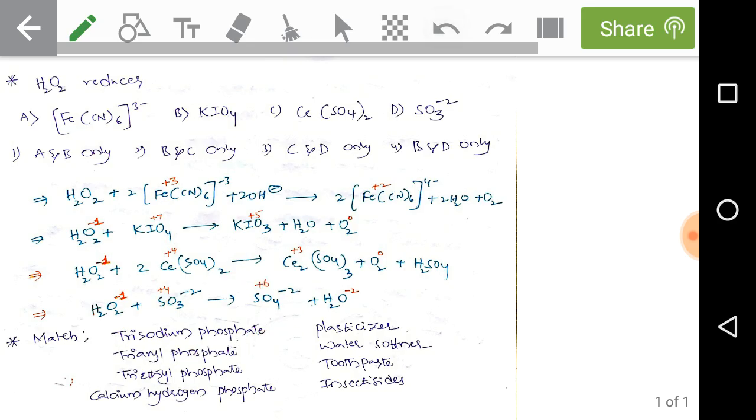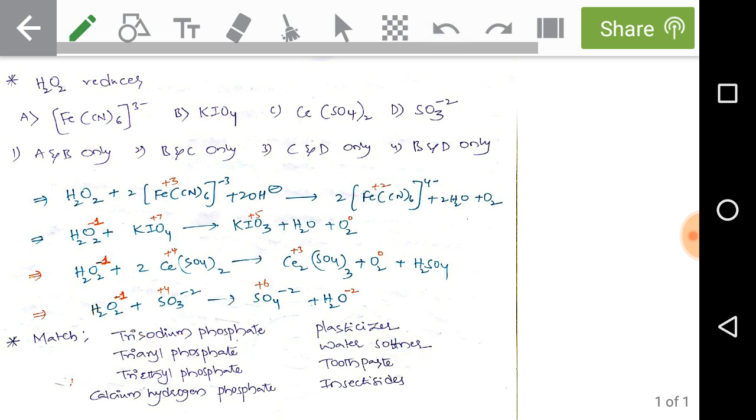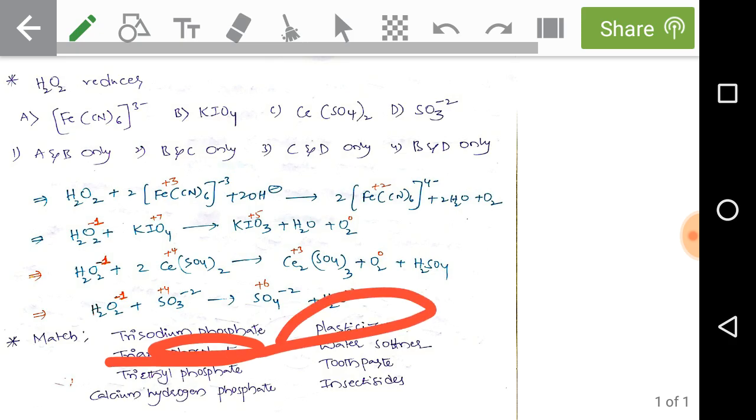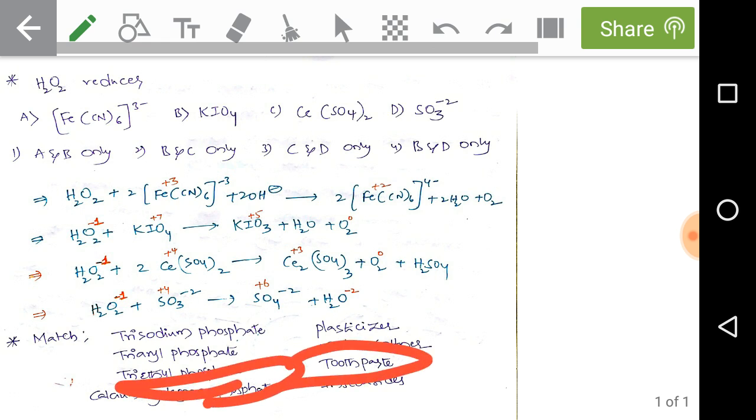Next one, trisodium phosphate. Trisodium phosphate is used as a water softener, and just by looking at trisodium, sodium is present, so it is involved in water softening. Next one, triaryl phosphate is used as a plasticizer. Next one, triethyl phosphate is used as an insecticide, and calcium hydrogen phosphate is used in toothpaste.